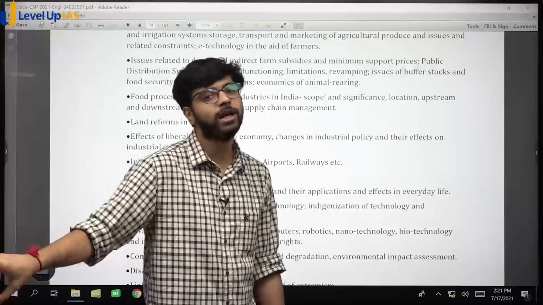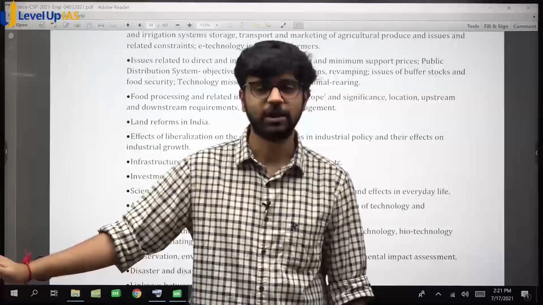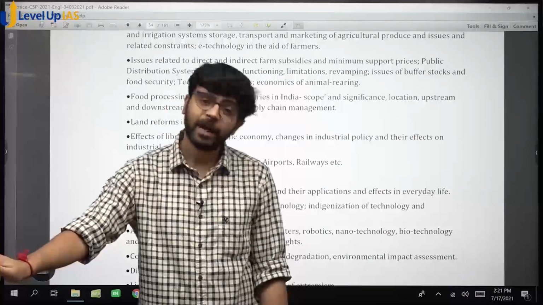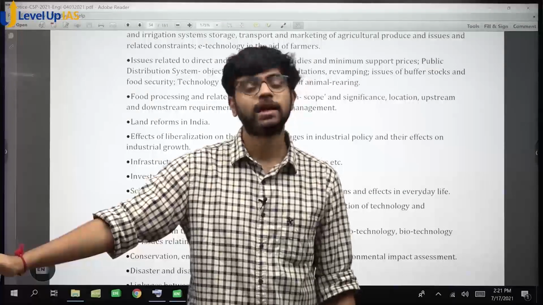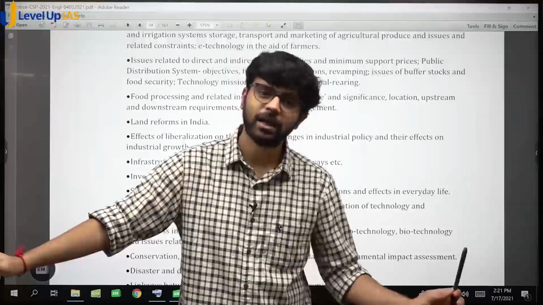What is there in point 5, can we recollect? Point 5 is issues relating to direct and indirect farm subsidy and minimum support price. Very, very important. PDS: objectives, functioning, limitations, revamping. Very important issues relating to buffer stock and food security, right? Then come technology missions and then economics of animal rearing.